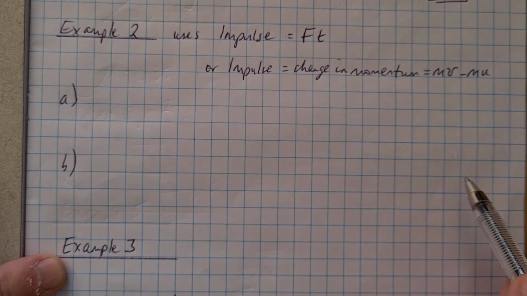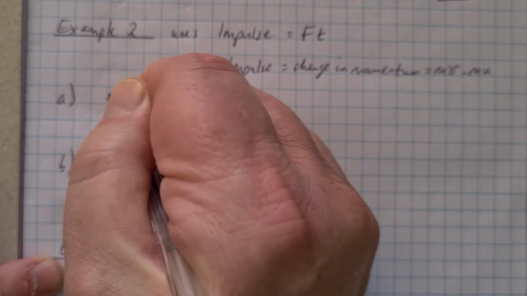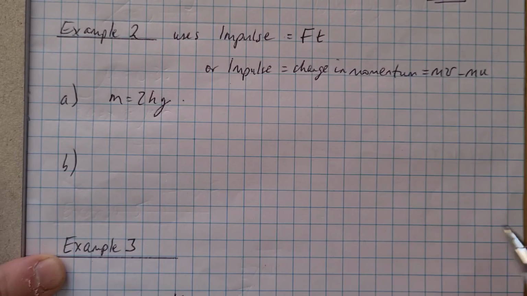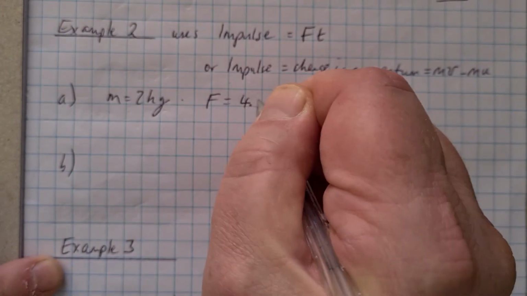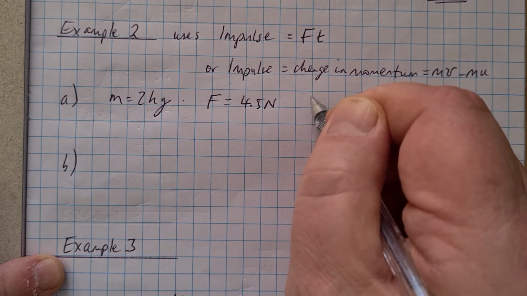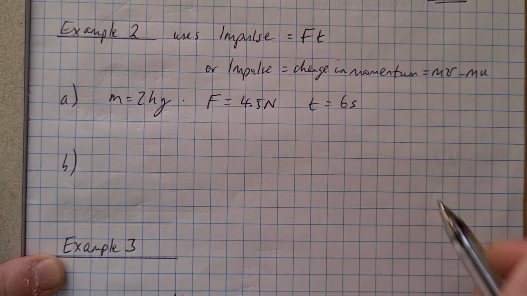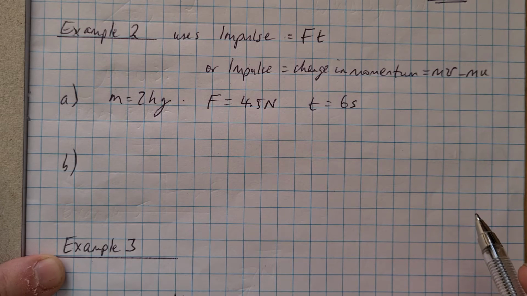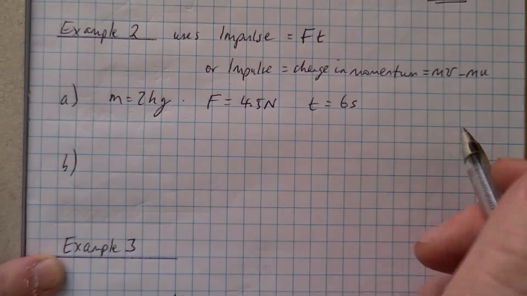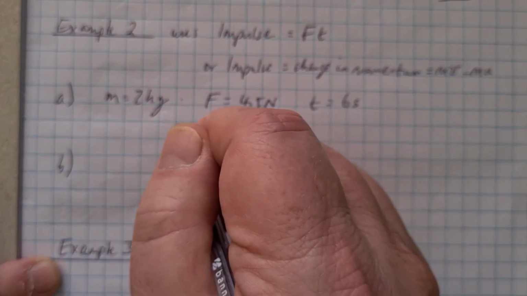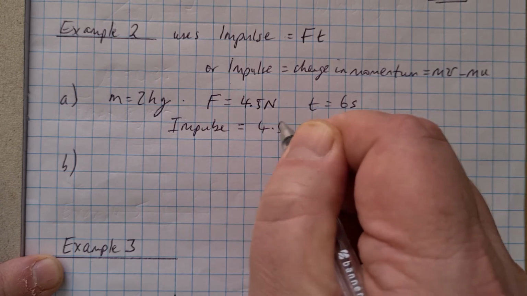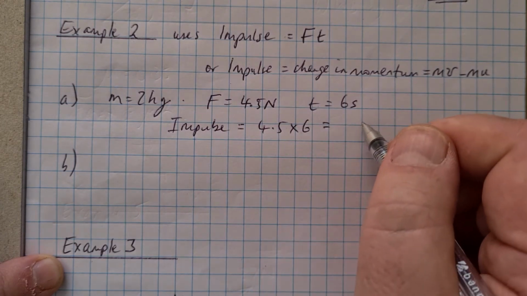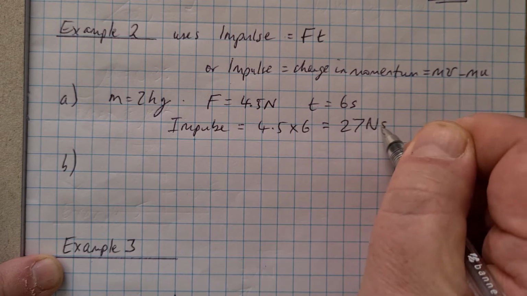So part A looks at the first example. We have a body of mass 2 kilograms, initially at rest, and a horizontal force of 4.5 newtons acts on the body for a time of 6 seconds. Find the magnitude of the impulse given to the body by the force. In this case the impulse is going to equal force 4.5 multiplied by 6, which gives us an answer of 27 Newton seconds.